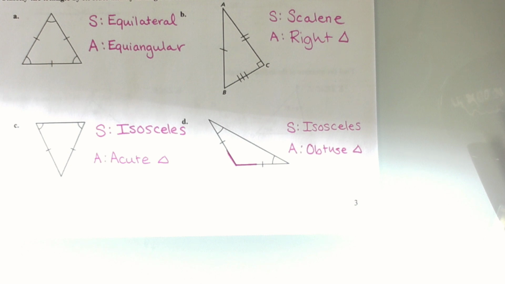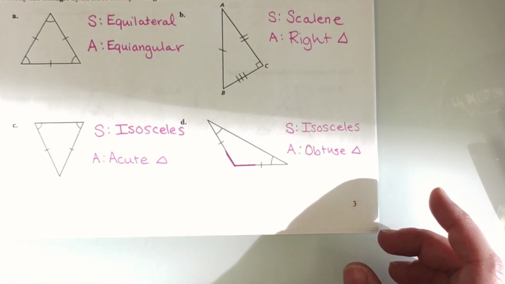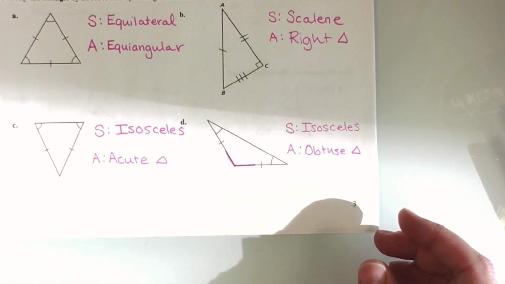That's one of the things you're going to see today. Not too terrible? No, that's pretty easy. Okay. Next thing you're going to see, starting on the next page, has things to do with what's known as the triangle angle sum theorem.